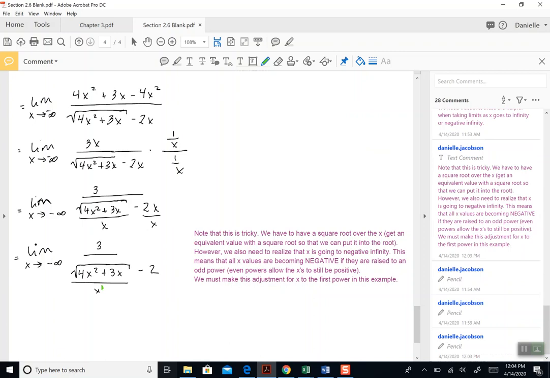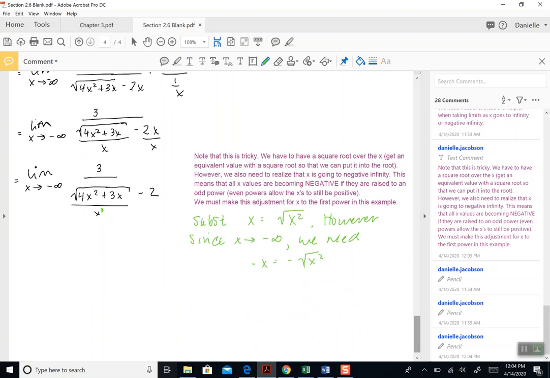All right, so we know that we're going to need to substitute, and this is from what we did in the previous example, x for the square root of x squared. However, since x is approaching negative infinity in this example, and my x is to the first power, we need negative x, which is really the same thing as negative root x squared. So I need to take that into account when I make the substitution.